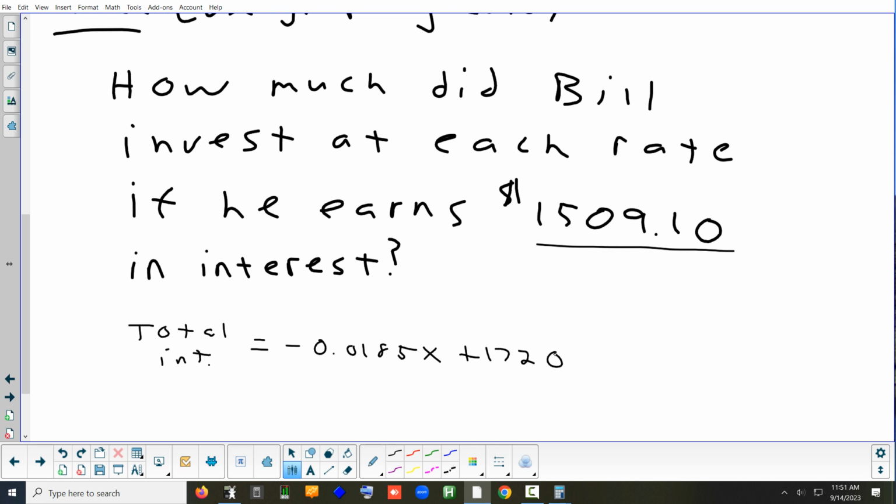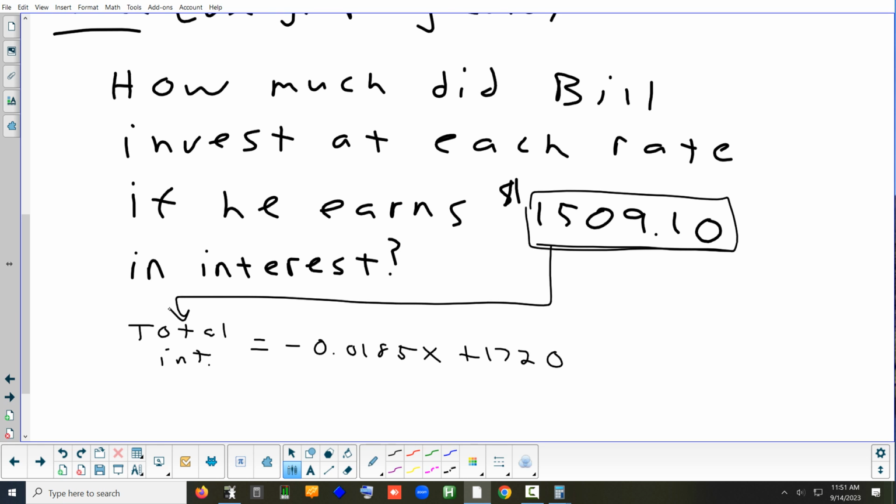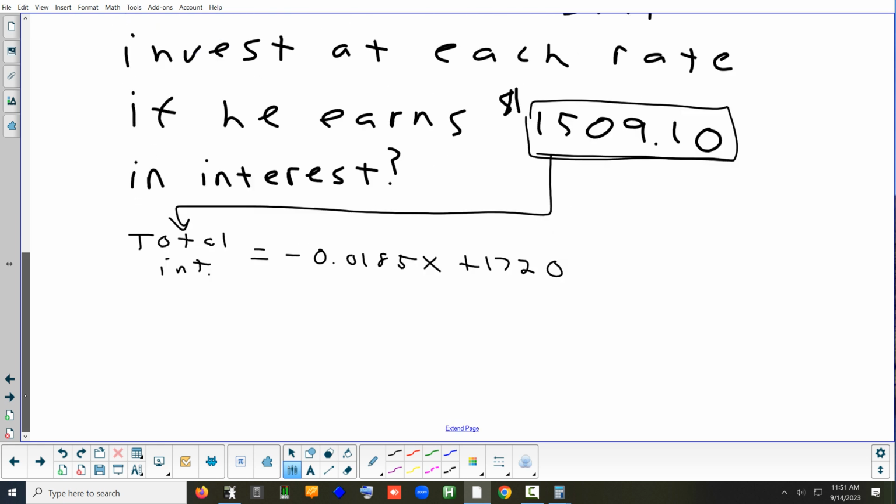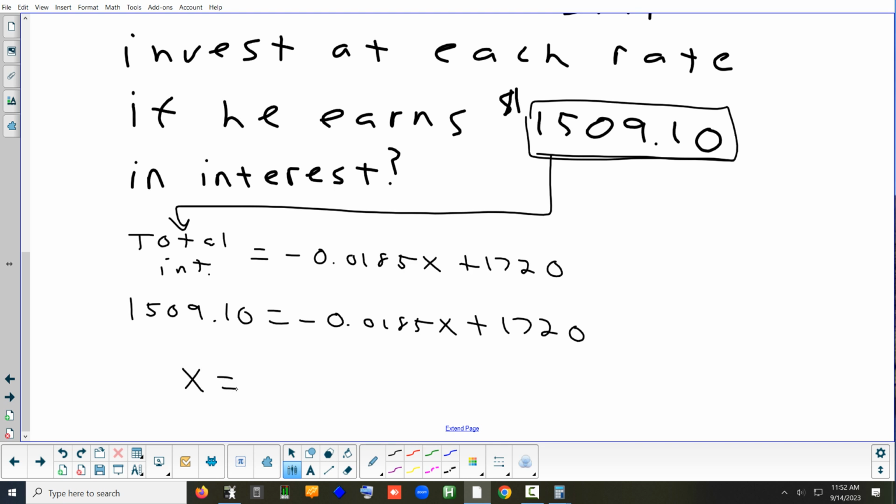On the total interest side. Right, this number is going to need to be plugged in right there. And then we don't really even need a graphing calculator to solve it. We could, but let's solve it. And if we forget, we'll go back and look at what X is. But remember, we are solving for X, which was the amount of money in a certain account. Okay, how would we solve that? What would be our first step?